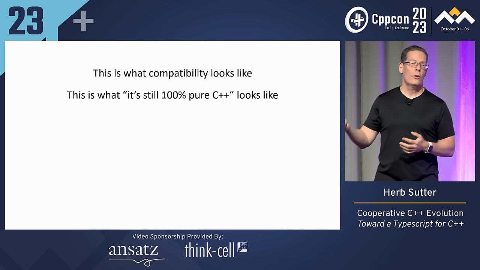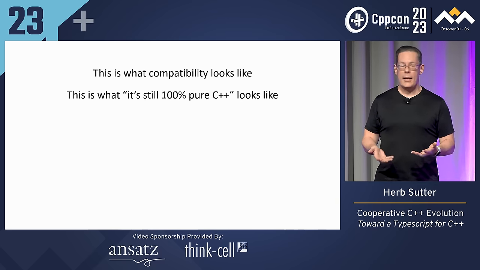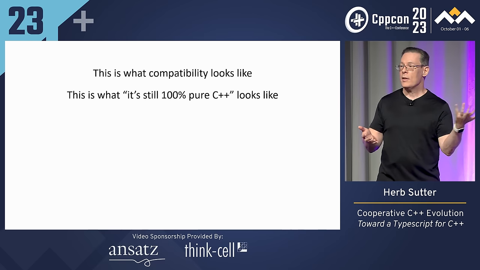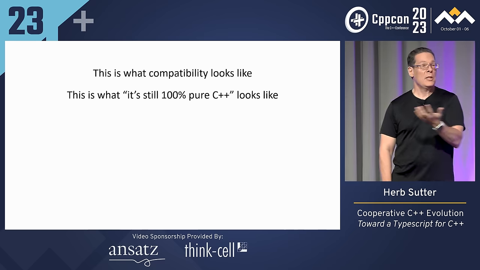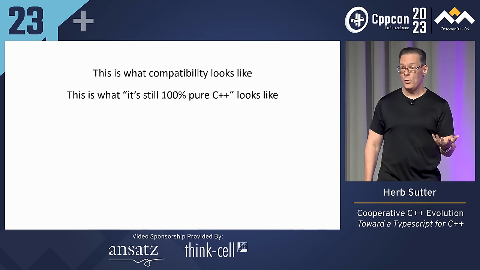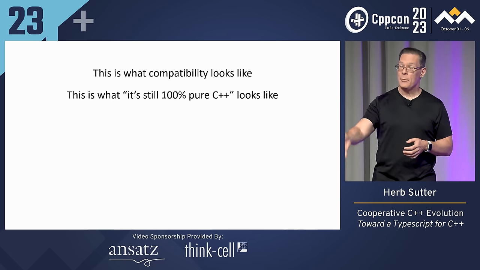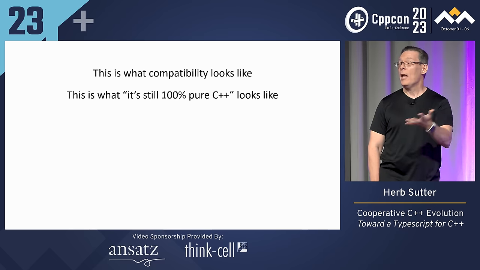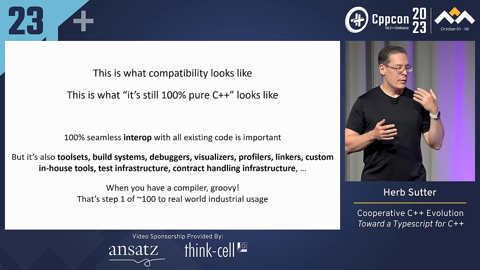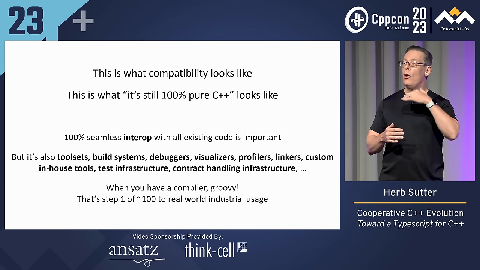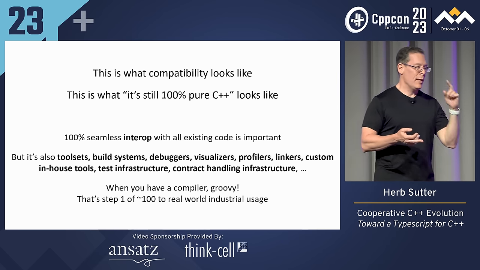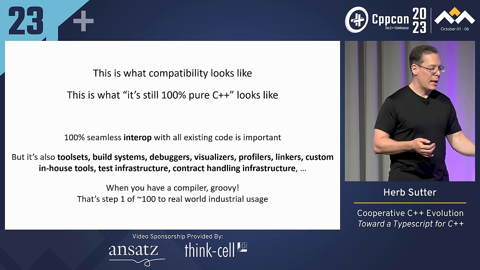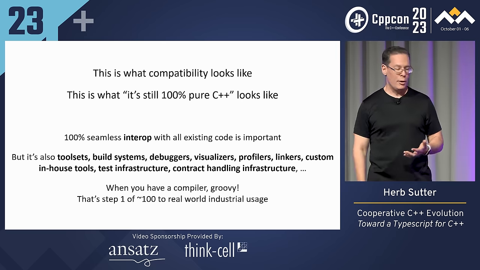This is what compatibility looks like. This is what I mean when I say it's still 100% pure C++, even though the syntax is an alternate syntax that's unfamiliar today. C++11 syntax was unfamiliar and new, and now it's standard because the standards committee said so. They're the ones who say what standard C++ is. A new syntax can become standard. Seamless interop is important, not just for calling libraries, but for tool sets, build systems, debuggers, visualizers, profilers, linkers, custom in-house tools, test infrastructure, everything you already have.